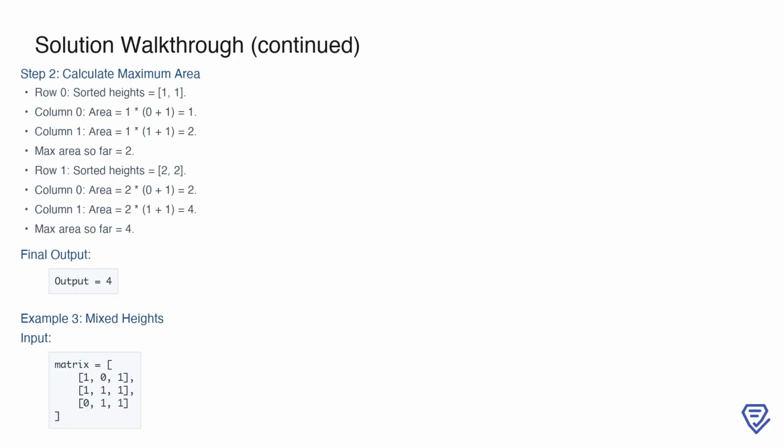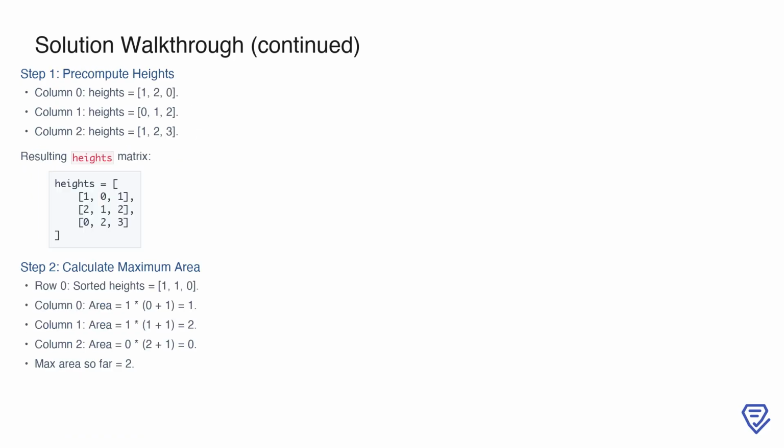Next, we look at a more complex case where the matrix has mixed heights. Here, the input matrix has mixed heights, and the first step is to pre-compute the heights of consecutive ones for each column. For column 0, the first row has a height of 1, the second row increases to 2, and the third row resets to 0 because of a 0 in the matrix.